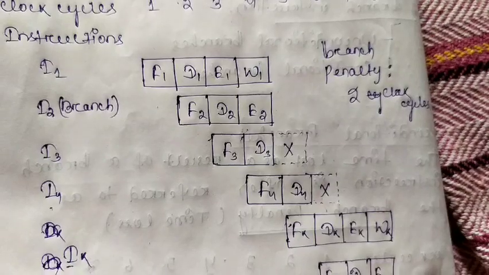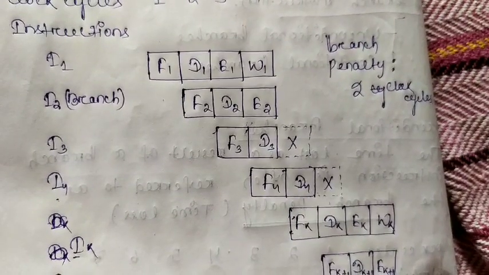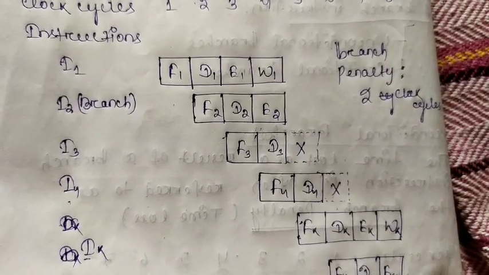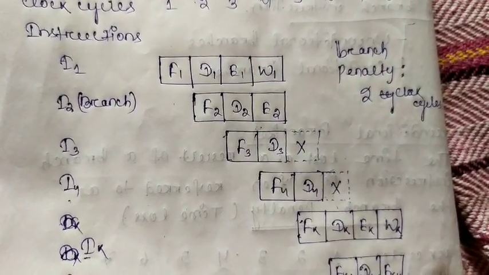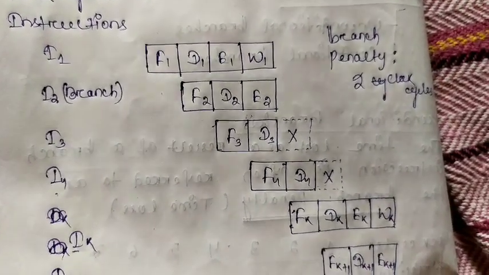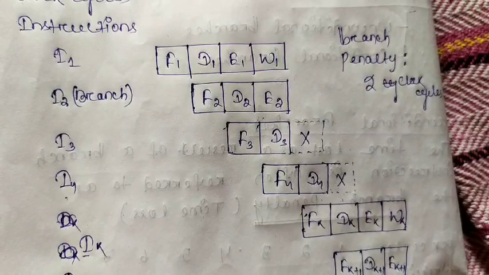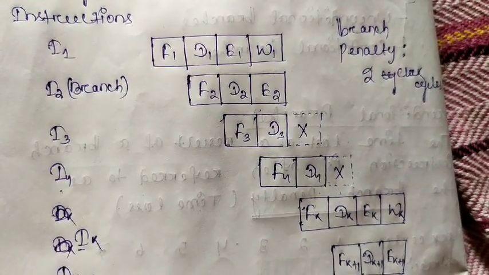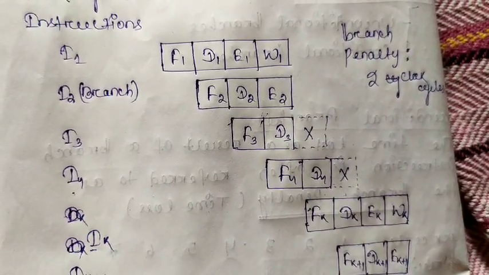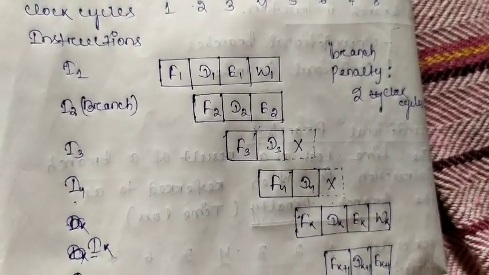So reducing the branch penalty requires the branch address to be computed earlier in the pipeline. If we can compute it in the earlier stages, then we can easily reduce the branch penalty. So the instruction fetch unit must have dedicated hardware to identify a branch instruction and compute the branch target address as quickly as possible after an instruction is fetched. So we have to design a hardware unit like that.